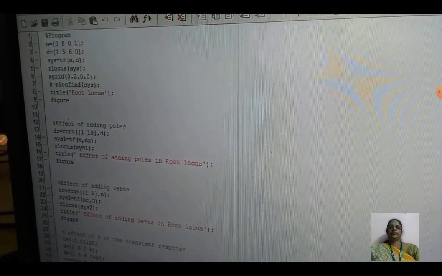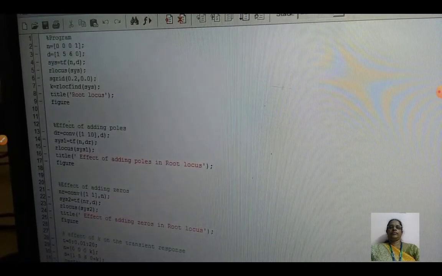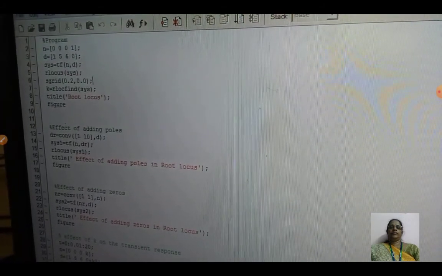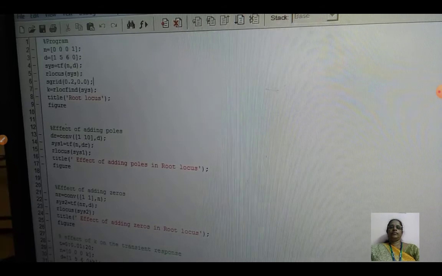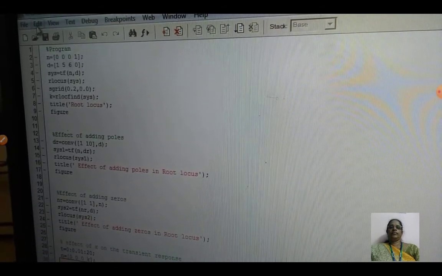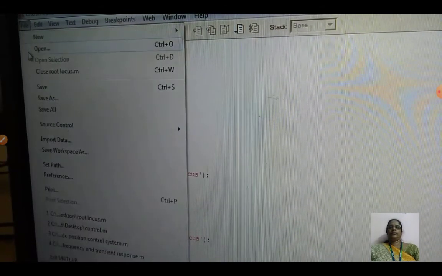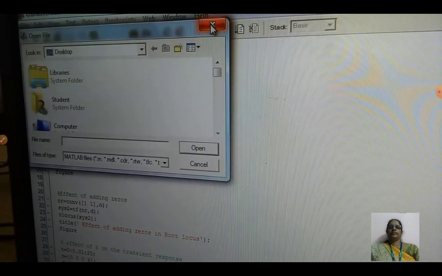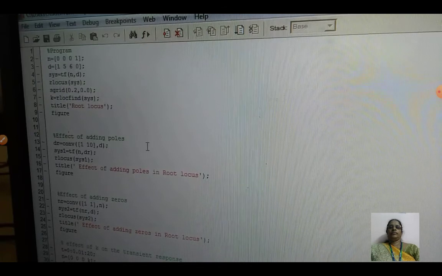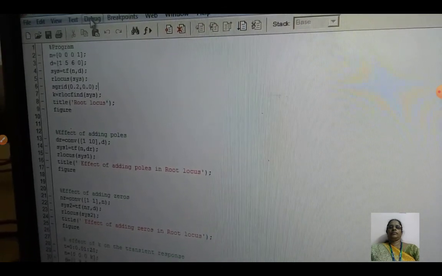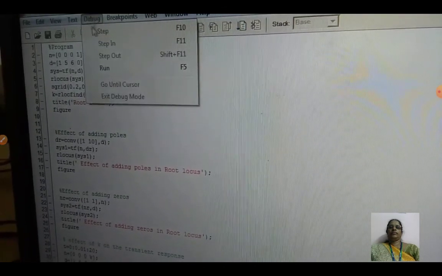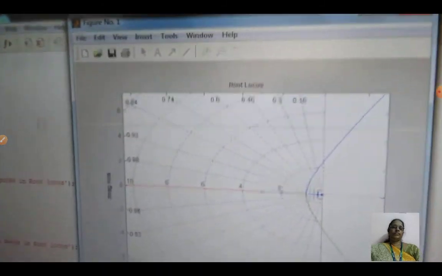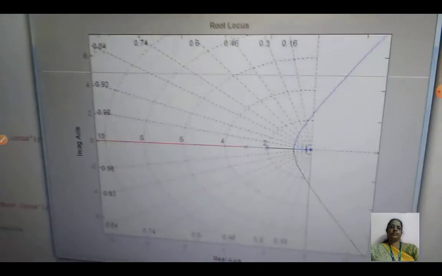First you open the editor window, type the program, and then save the program as an .m file. Then you can go to File, Open, and open your programs. I saved it on the desktop, that's why I already opened the program in the editor window. Then you go to Debug and run the program. The first output is the root locus.